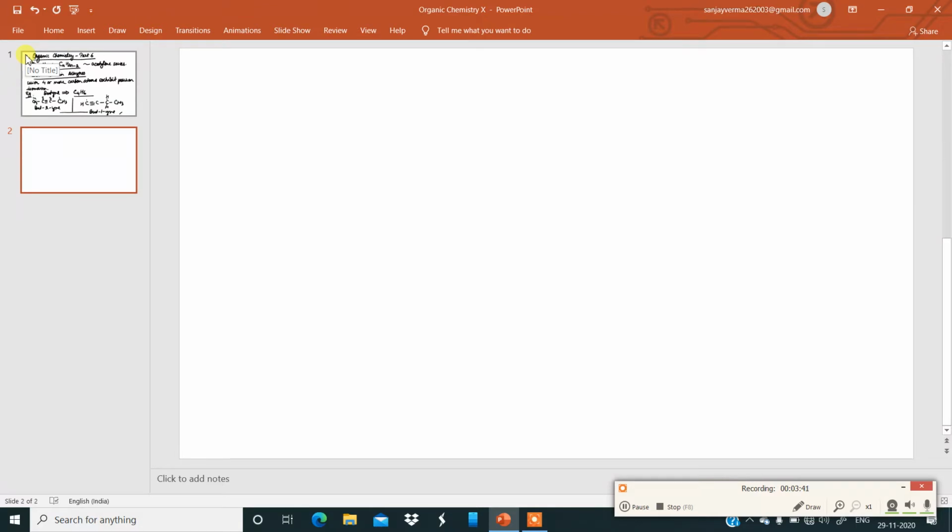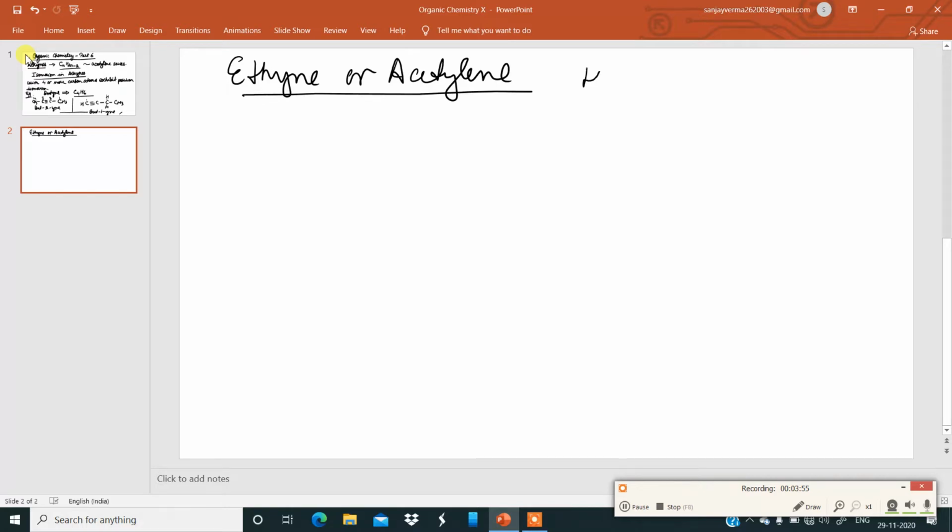Now, in our syllabus, under this heading alkynes, please remember, our syllabus demands from us the study of ethyne or acetylene. The formula is like this. This is ethyne or acetylene, the structural formula.